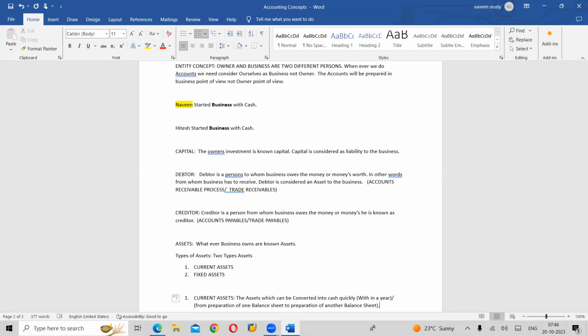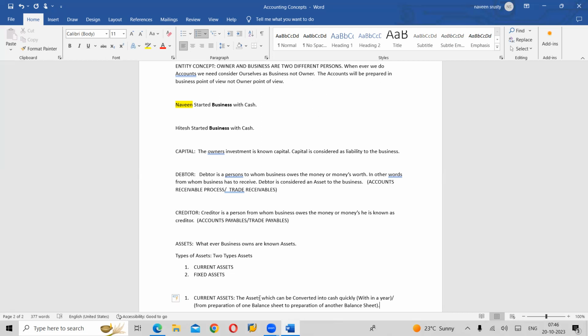Fixed assets, in the sense, are the opposite of this. The assets which cannot be converted into cash quickly within a year, or from the preparation of one balance sheet to another balance sheet, those assets are nothing but fixed assets. But can't we convert them? You said yes, right? But remember one thing, on what basis are we doing the classification: this is a current asset, this is a fixed asset?